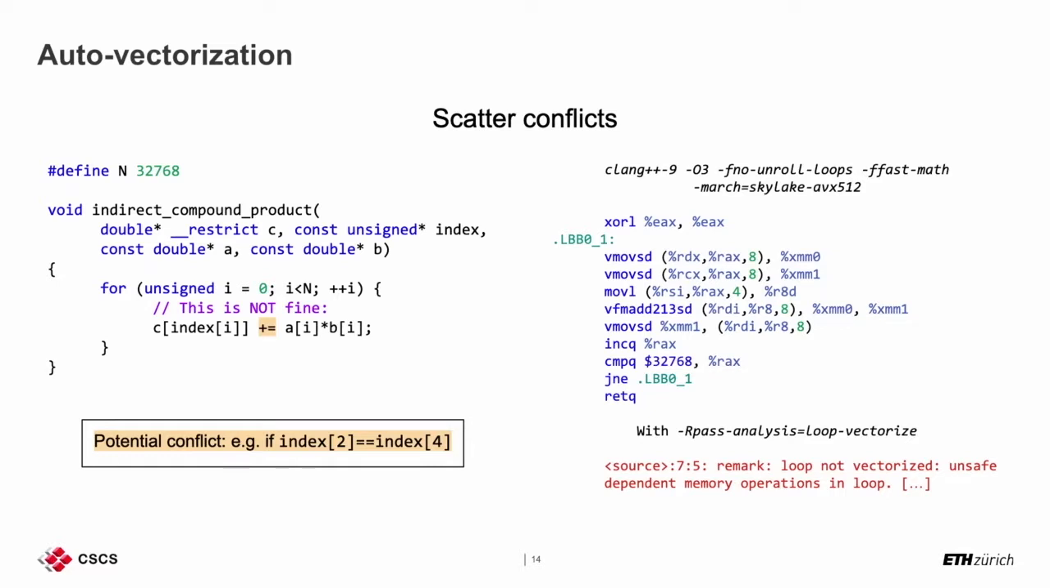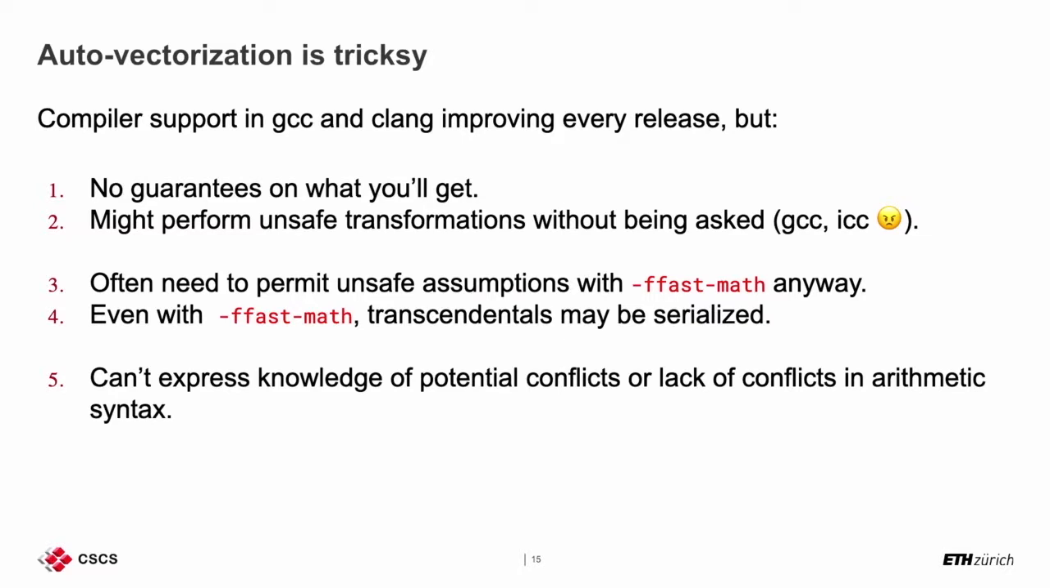Even if we know, for example, it never happens, we don't have any way to tell the compiler that that's never going to happen. So that's the other problem. We have no way within the standard language of saying, look, there aren't any conflicts. I can't use the standard equals operation to express that.